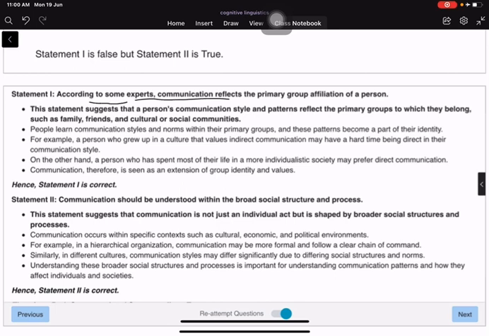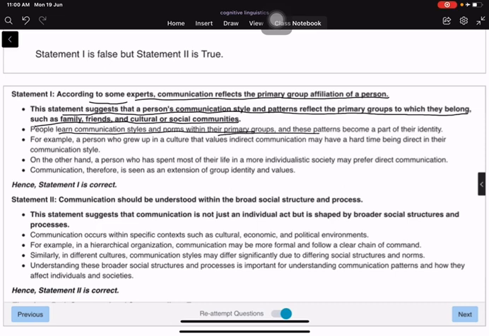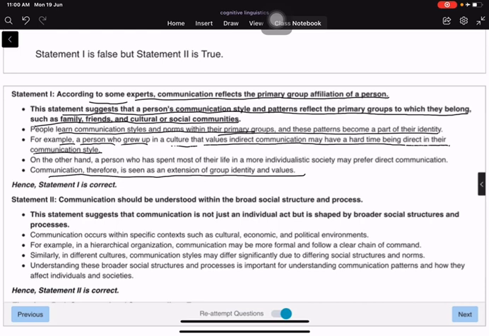According to some experts, communication reflects the primary group affiliation of a person. This statement suggests that a person's communication style and patterns reflect the primary groups to which they belong, such as family, friends, and cultural and social communities. People learn communication styles and norms within their primary groups, and these patterns become a part of their identity. For example, a person who grew up in a culture that values indirect communication may have a hard time being direct in their communication style. Communication, therefore, is an extension of group identity and values.